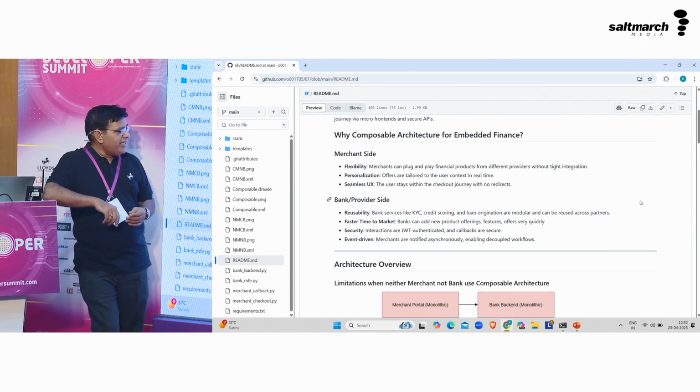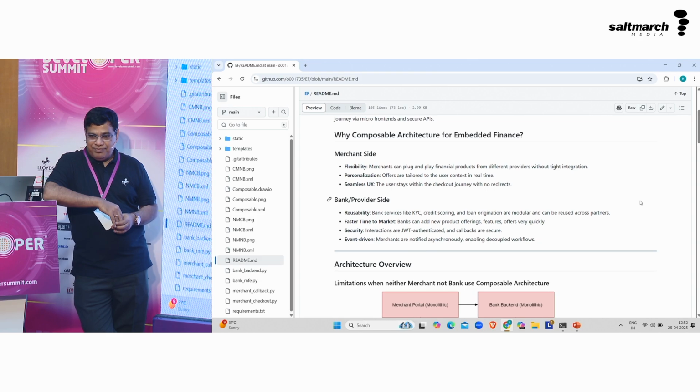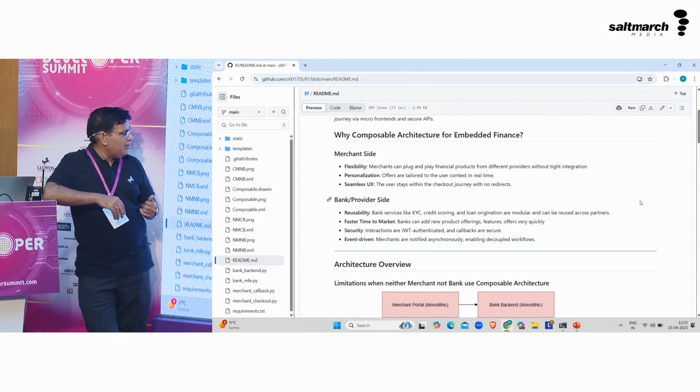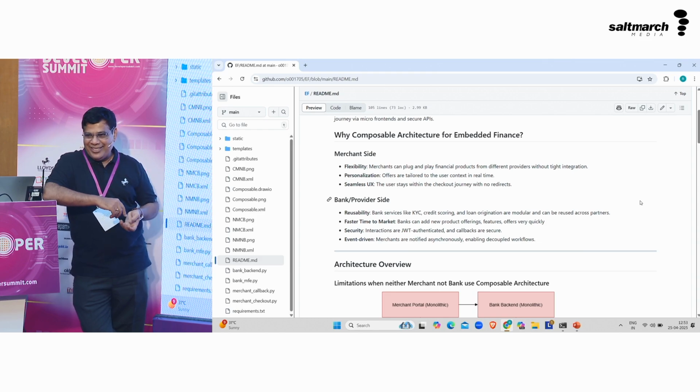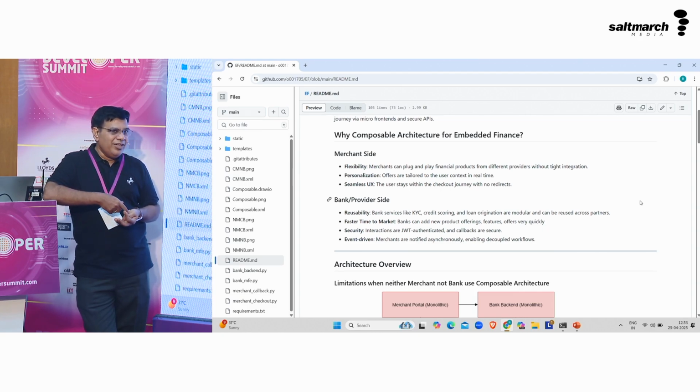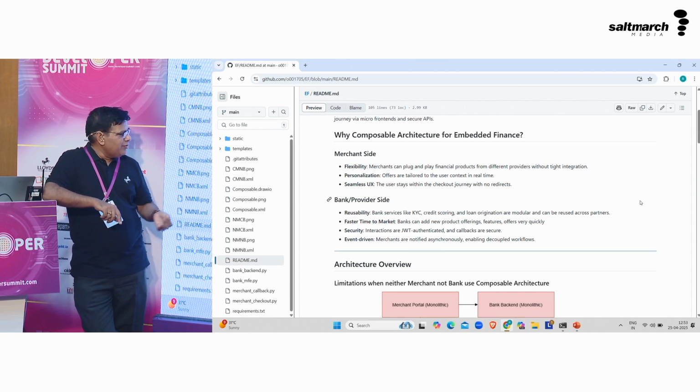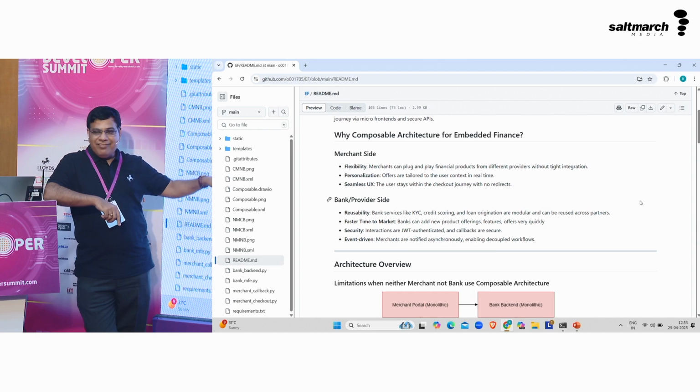So when the provider side is composable, you get reusability. Because for a bank, whether you go to a bank branch or do it online, you need to do KYC, know your customer. You need to do anti-money laundering. You need to do credit scoring when you give a loan. So all these services that are already out there with the bank become reusable immediately.